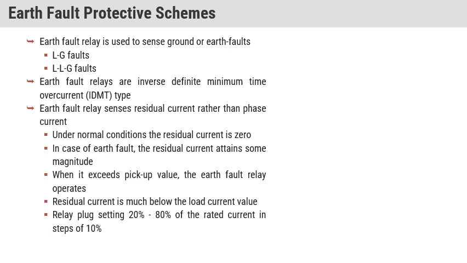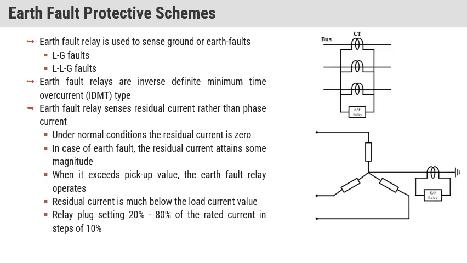Under normal condition, the residual current is zero, and in case of an earth fault the residual current attains some magnitude, and when it exceeds the pickup value the earth fault relay operates. Residual current is much below the load current value. The relay plug setting is 20 percent to 80 percent of the rated current, in steps of 10 percent.